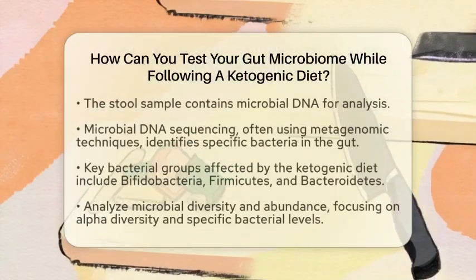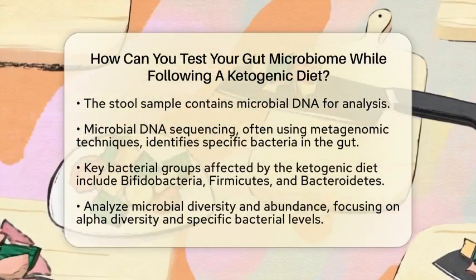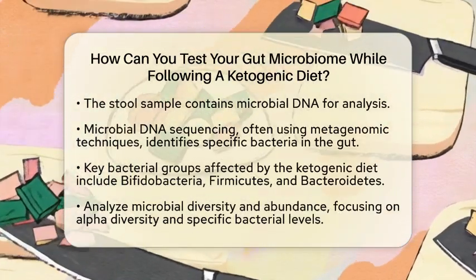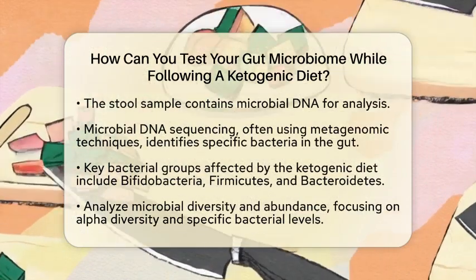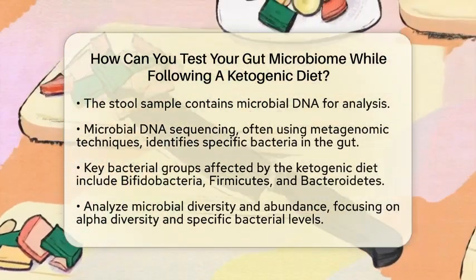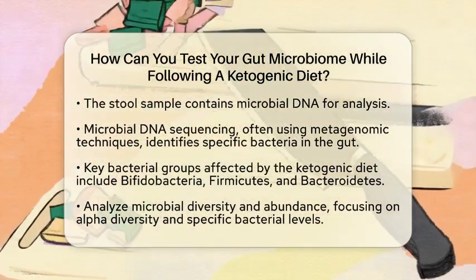This process often uses advanced techniques like metagenomic sequencing. It helps identify specific bacterial genera and species, including important groups affected by the ketogenic diet, such as bifidobacteria, firmicutes, and bacteroidetes. After sequencing, the next step is to analyze microbial diversity and abundance.